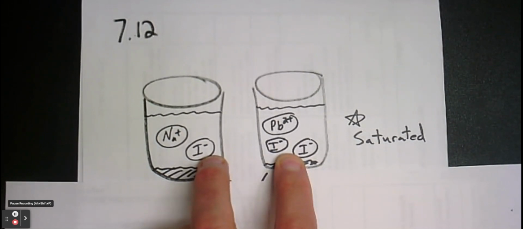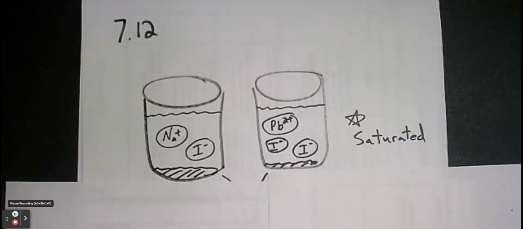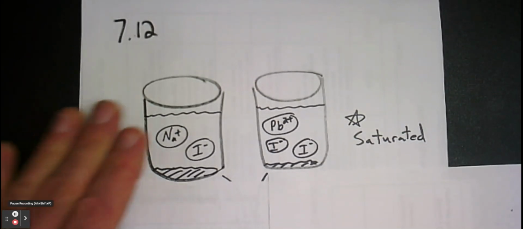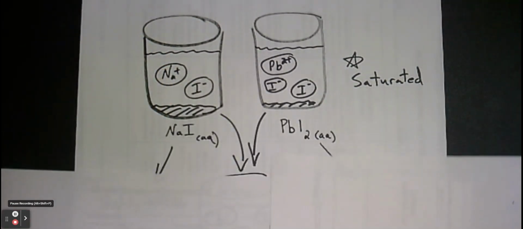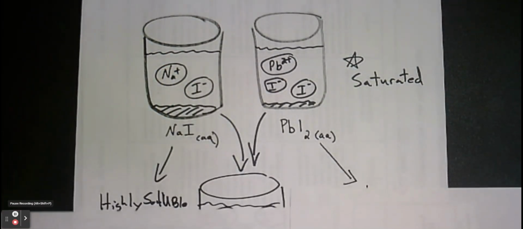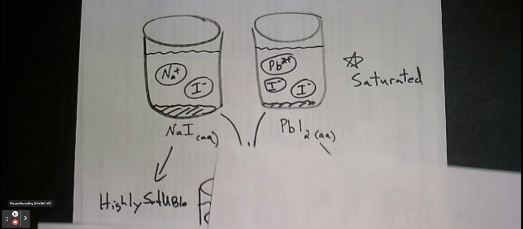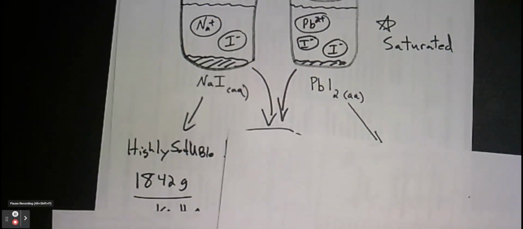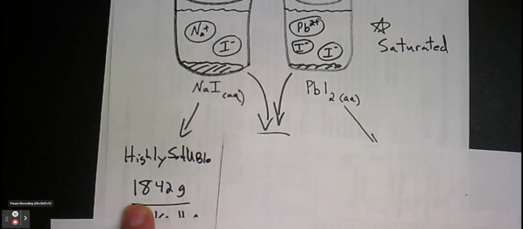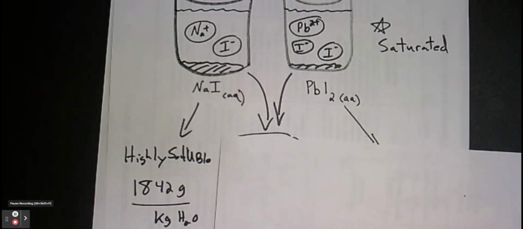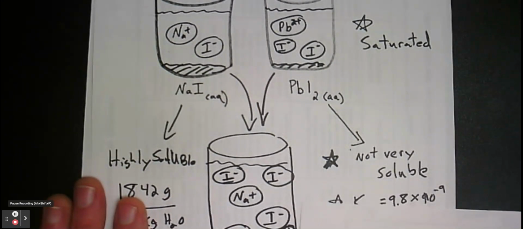This is particularly important if one of these solutes is highly insoluble, an insoluble salt, something that has a KSP value. If we look at these two things, we're going to find out that the sodium iodide is highly soluble. There's 1.4, 1.8, close to 2 kilograms per kilogram of water, that's a liter. Whereas the lead iodide isn't very soluble. It has a KSP value of 9.8 times 10 to the negative ninth.